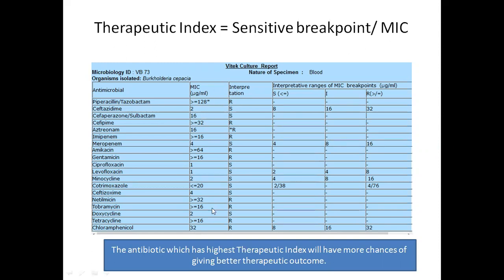So in this example, you can see this column is the MIC. My mouse is moving.